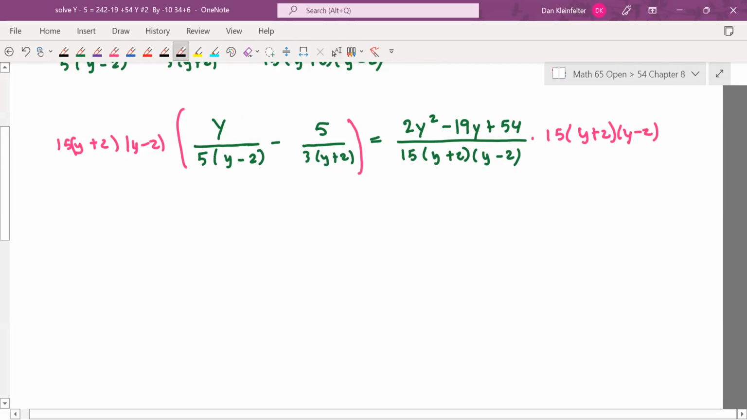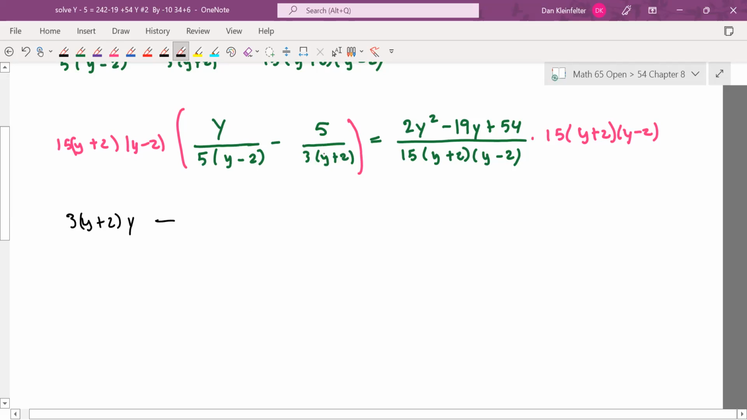Okay, so then on the left-hand side, the first term, the 5 and y minus 2's will cancel. Then we'll be left with 3 times y plus 2, times the y that was already in the numerator. 15 divided by 5 is 3. The y minus 2 canceled. We'll be left with a y plus 2 plus the y.